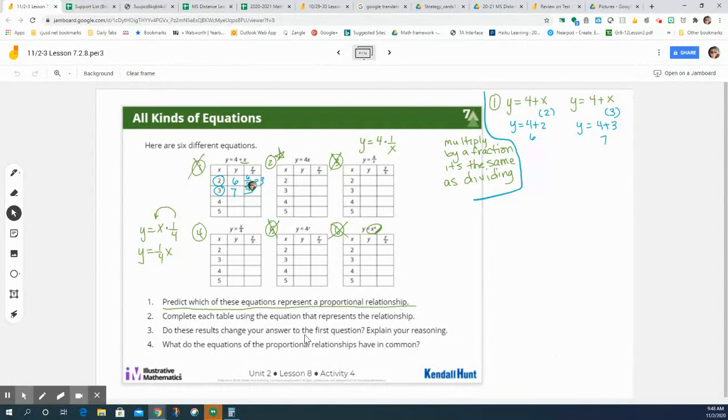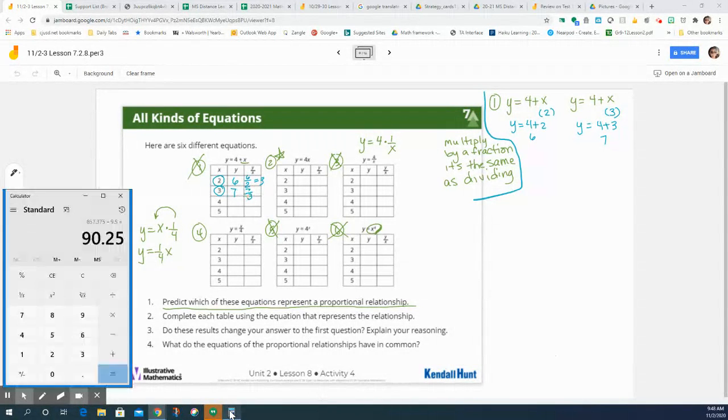So 7 divided by 3, and we get a repeating number.